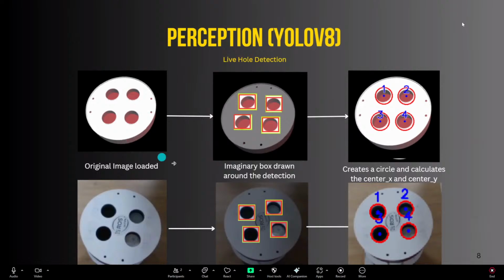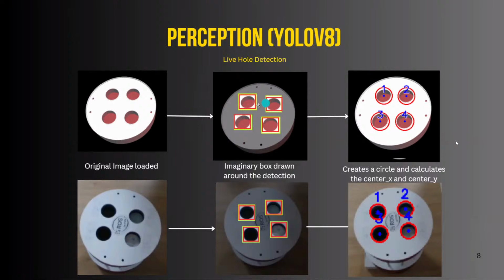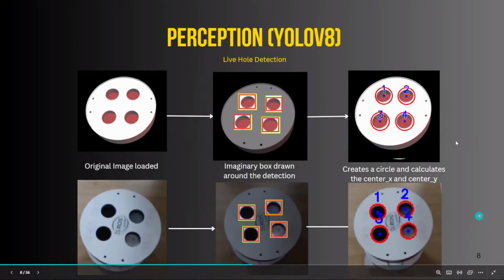After that, we do the live hole detection. We take the live image from the camera topic, and we load the best.pt model, which has a memory of how the hole looks, so it draws an imaginary box around the hole. Then we convert it into circles to make it look a little better. So 1, 2, 3, 4 for the simulation, and 1, 2, 3, 4 for the real robot.